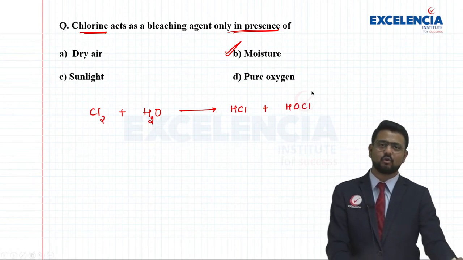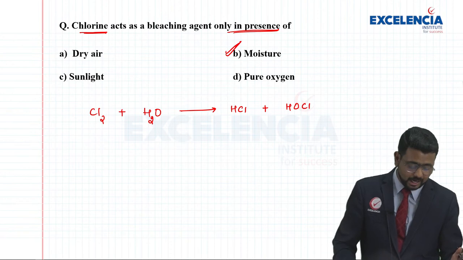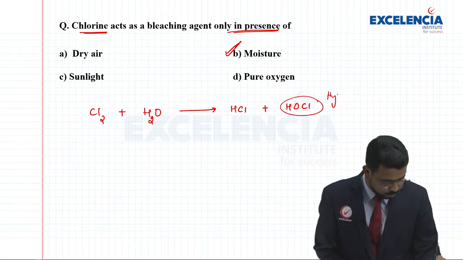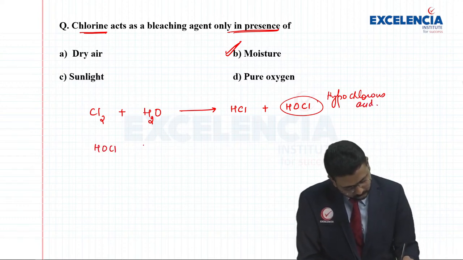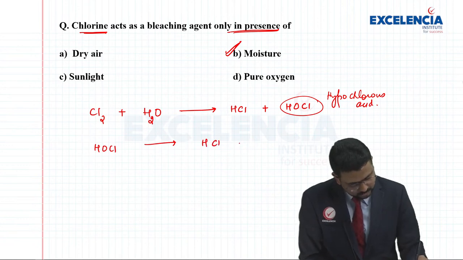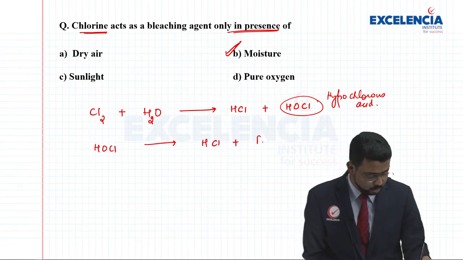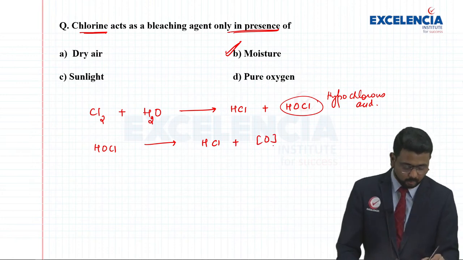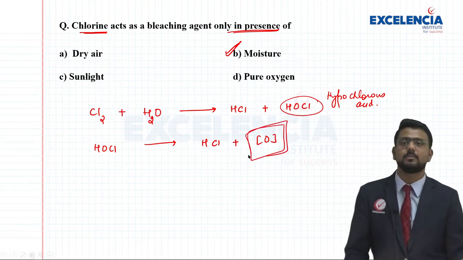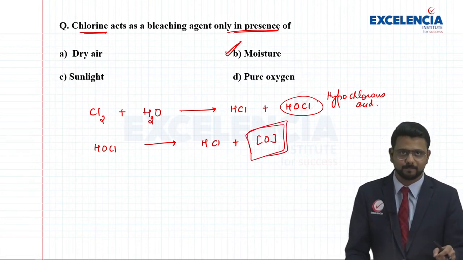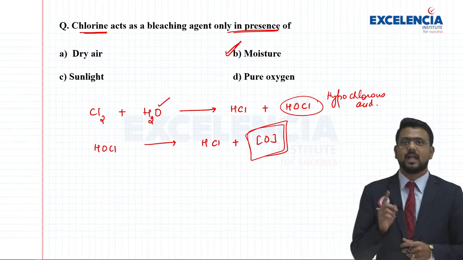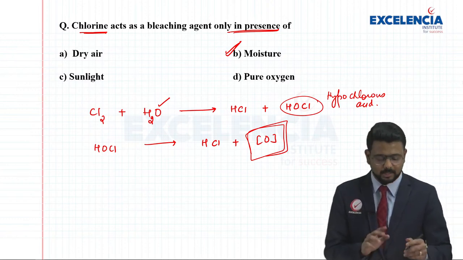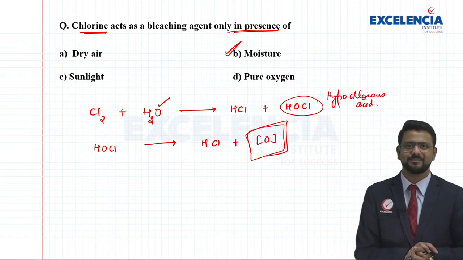HCl is definitely hydrochloric acid. HOCl is hypochlorous acid. And this hypochlorous acid in water itself gets decomposed to HCl again, and it is going to release this nascent oxygen. Now, this nascent oxygen is responsible for the bleaching action of chlorine. And chlorine is able to generate that only when it is combining with water, right? That's the reason it will act as a bleaching agent only in presence of moisture.